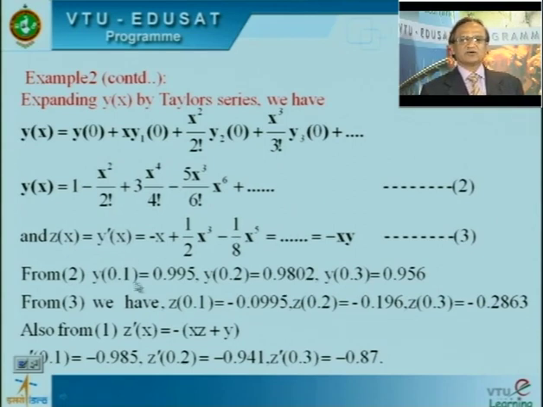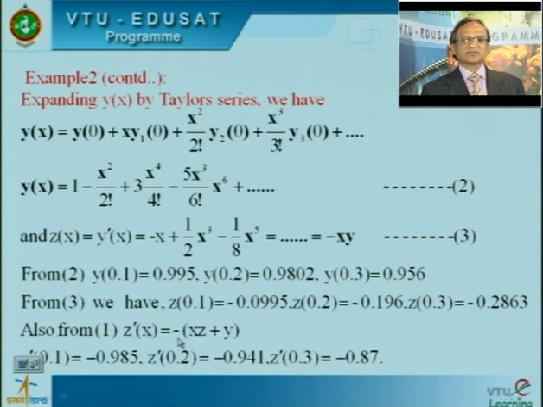Now I want to replace all these values in equation number 3. x can be replaced by 0.1, simplify. I can obtain minus times of 0.0995. Again, I can replace x by 0.2, simplify, you will get minus 0.196. Again, I can replace x by 0.3. What is the corresponding value? Minus times of 0.2863. Also, we can obtain from equation 1.